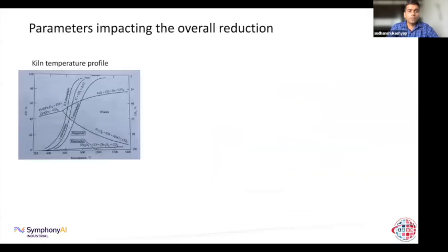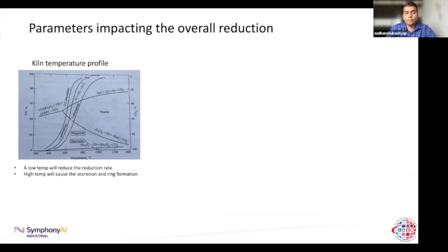So if you look at the parameters which are impacting overall reduction, which is our criteria, and this is the phase diagram of iron oxide reduction, very clearly you could see that high temperature is favoring the reduction process. So you want to keep the temperature high such that reduction happens better.